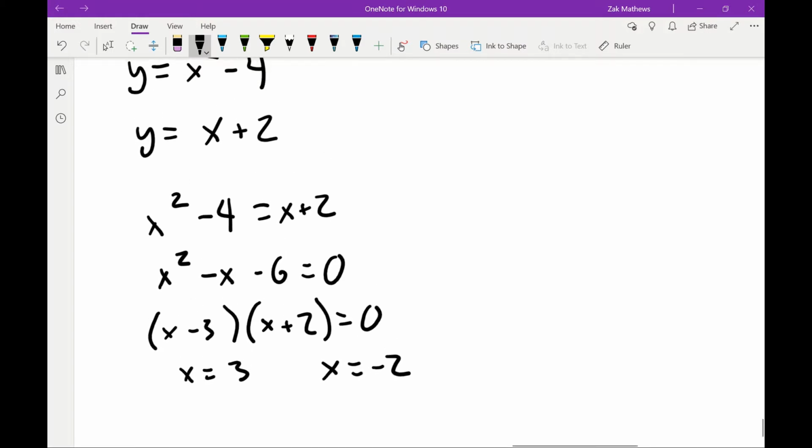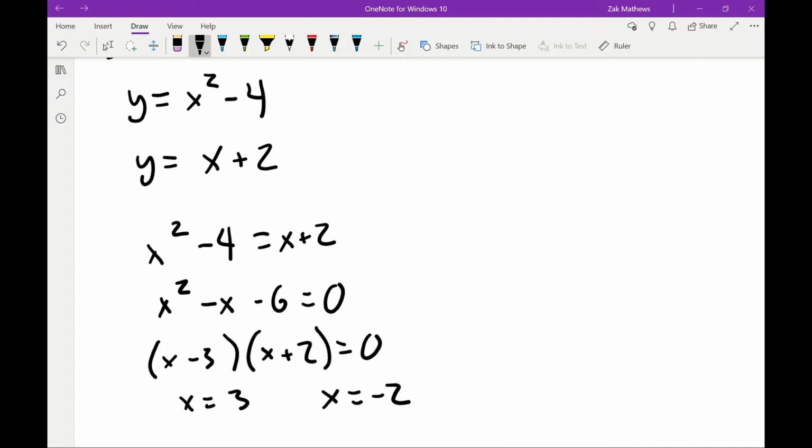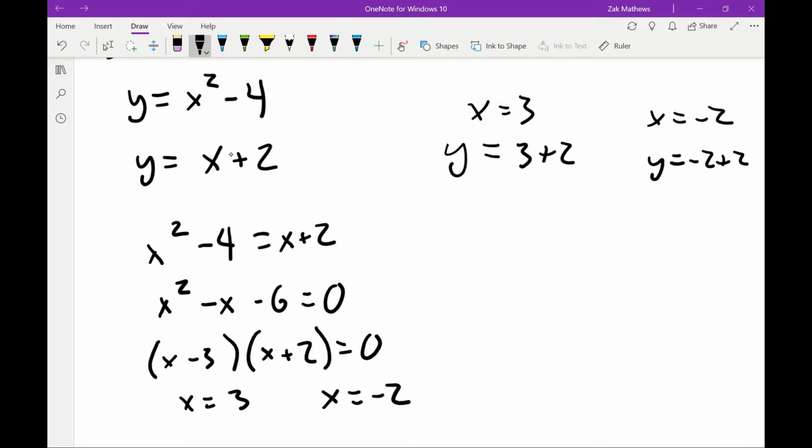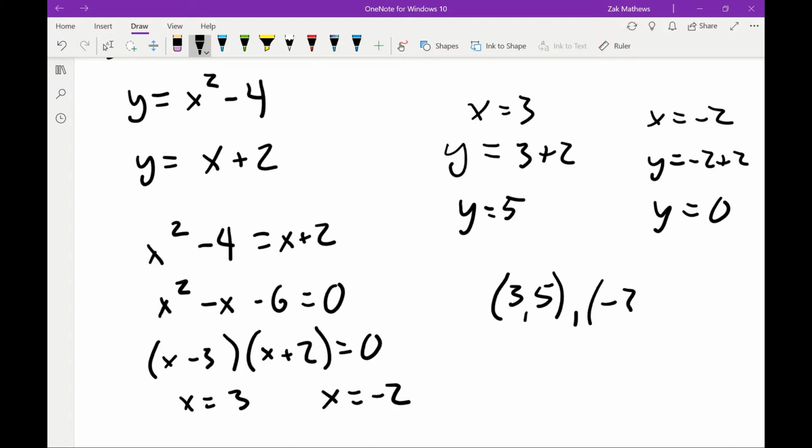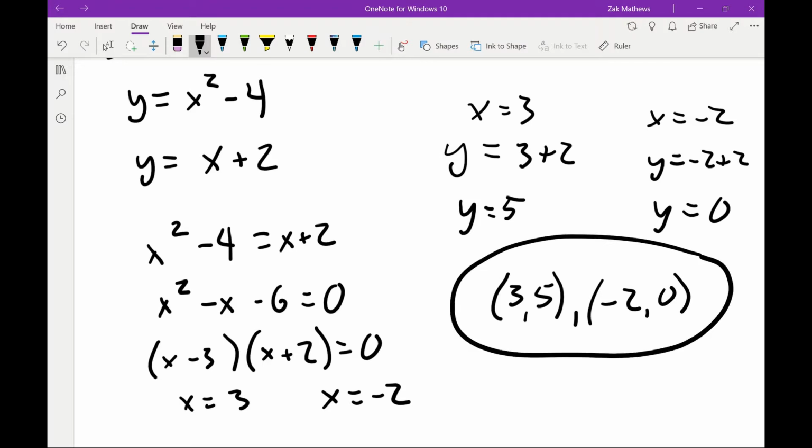I still need to get the y's, so I'm going to plug in. I have options here. I could plug into the first equation or the second equation. I'm going to choose the one that looks easier, and that definitely is the linear. So I'm going to take my 3 and plug it into the x plus 2, and I'll do the same thing with my negative 2. When I plug in the 3, 3 plus 2 is equal to 5. Plugging in the negative 2, negative 2 plus 2 is 0. So I get two solutions, (3, 5) and (negative 2, 0). There is my solution set, two different solutions.